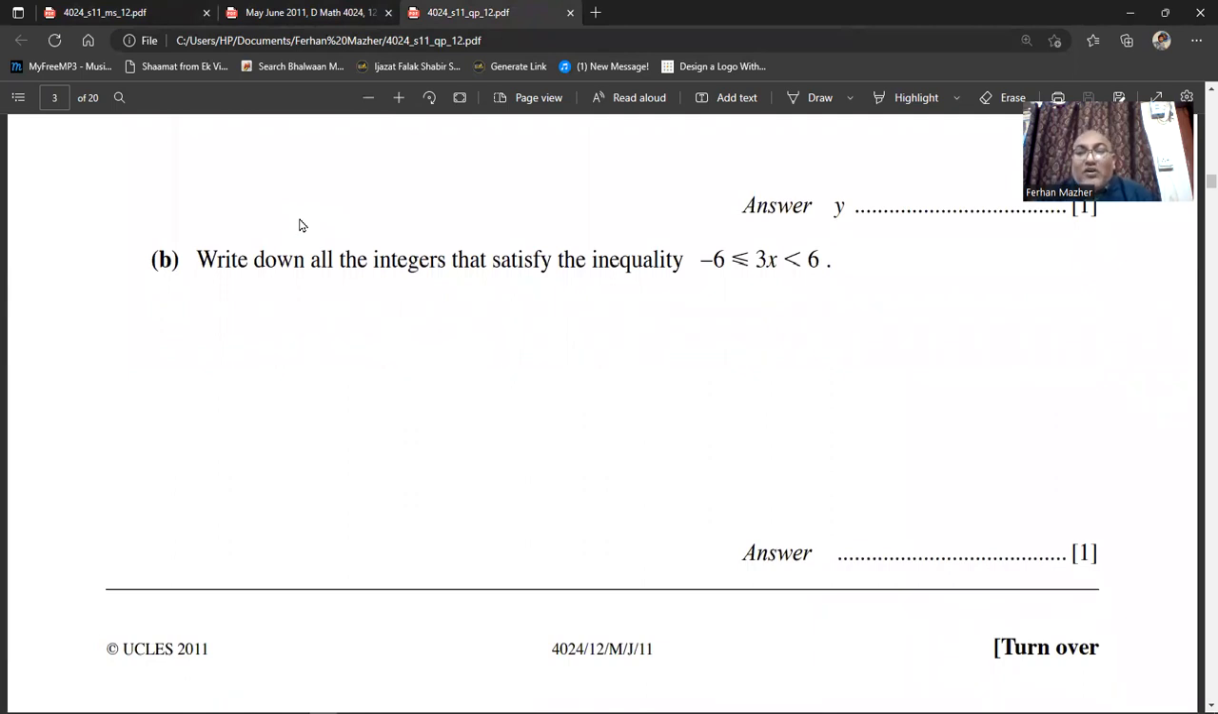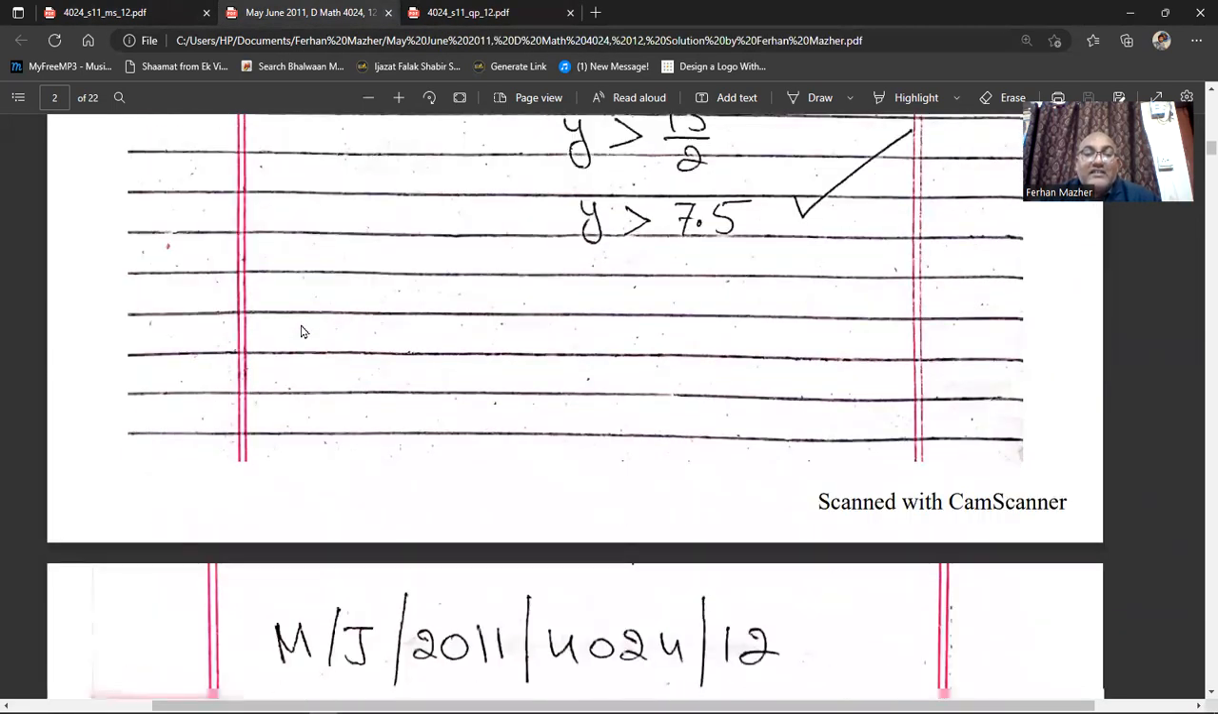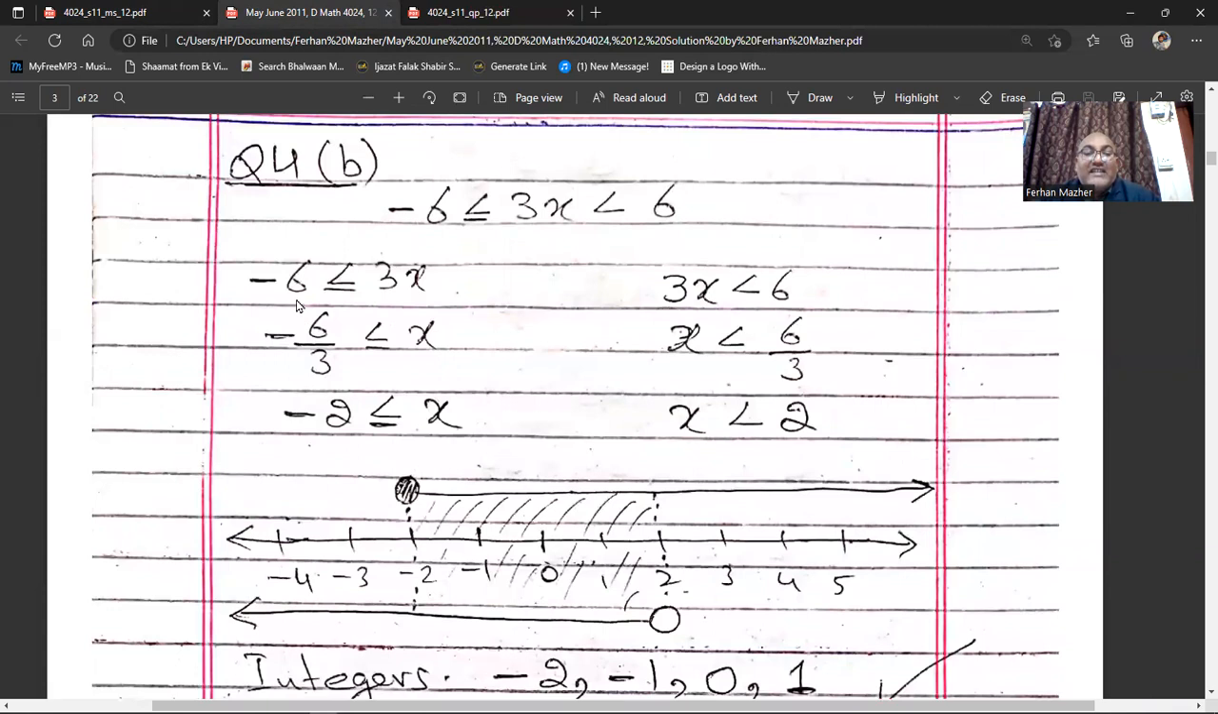So question number 4, and it's B part. Write down all the integers that satisfy the inequality minus 6 is less than and equals to 3x less than 6. So I will take this portion and I will solve it. Then I will take this portion and I will solve it separately, both the parts. And then I will represent the solution on a number line.